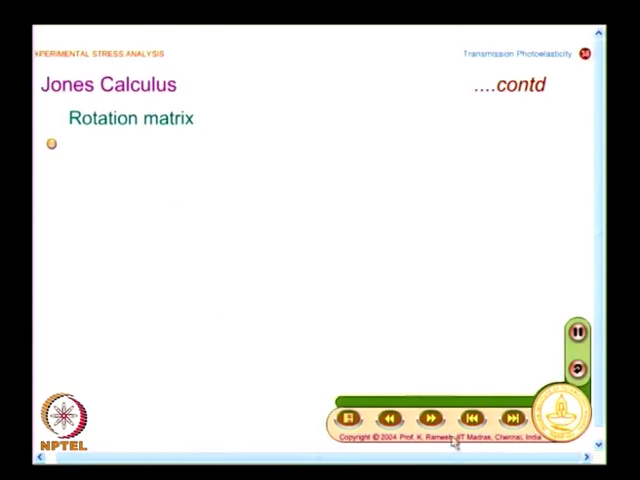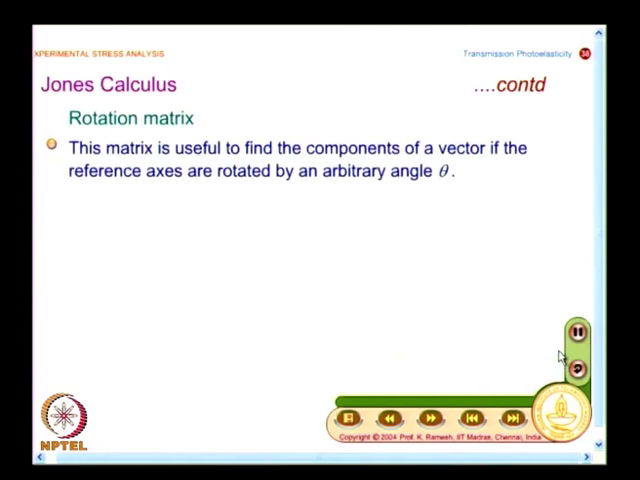So, what I have is the rotation matrix, and the rotation matrix you would have done in many of your other engineering courses. Whenever you come across transformation, one of the simplest transformations is rotation. To find the components of a vector if the reference axes are rotated by an angle theta, this is fairly simple and straightforward. It is only remembering what you have done in some of your earlier courses.